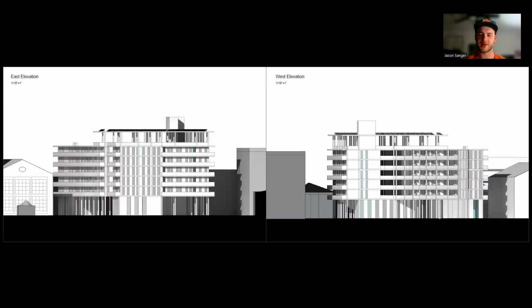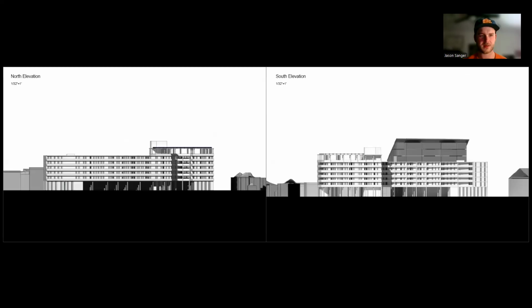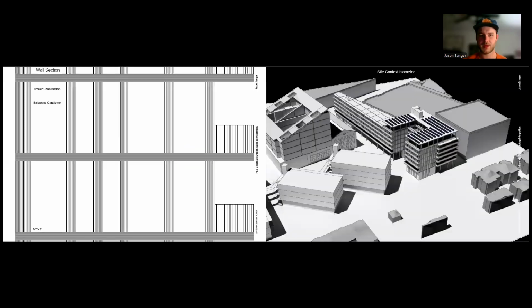Then here on the left, we have the east elevation, on the right, the west elevation, just showing more of the specific form of the building. And then on the left, we have the north, and on the right, we have the south elevation, again showing more specific form of the building. Here on the left, we have a wall section, a little more creative with this one. The horizontal lines represent horizontal beams of wood, and vertical lines represent vertical beams of wood. And here on the right, we have the site context isometric. This is really showing site context and more specific form of the building from an isometric perspective.